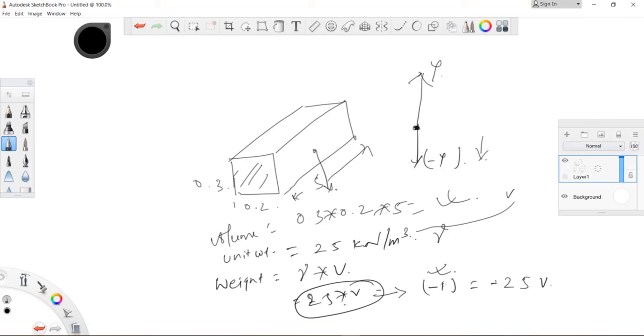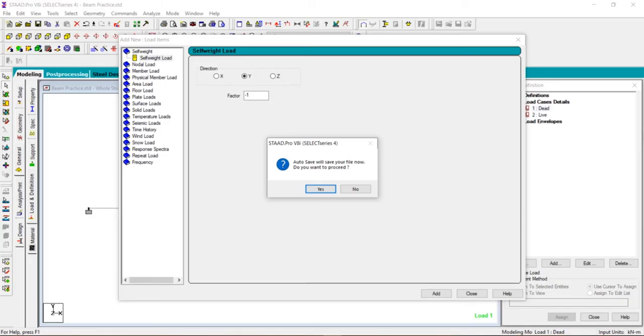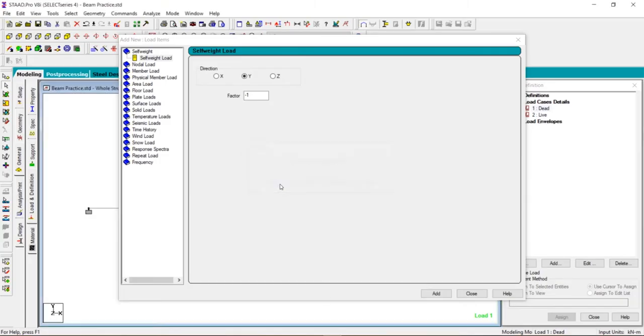If we take the factor as 0, then the self weight of this structure will not be considered. That is what we basically do in our preliminary structural analysis of the beams and the frames, right? We don't consider the weight of those structural members, but here we will consider the weight of the structural members. That is why we will multiply the self weight with -1. So let us save it. Factor is -1, direction is y, so minus gives the negative direction, that is the downward direction. So click on add and close it.